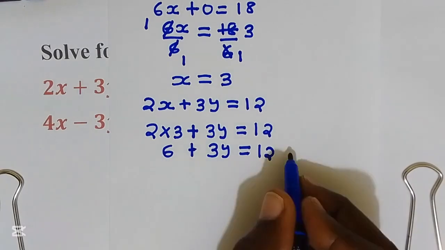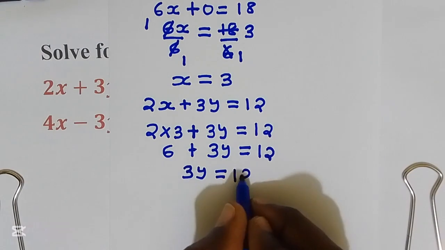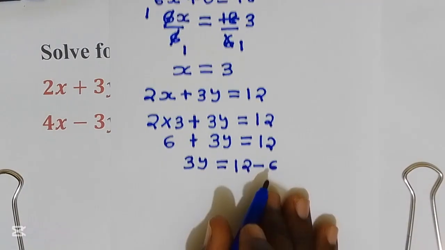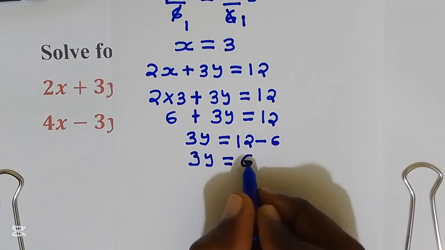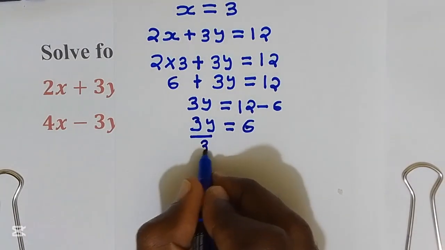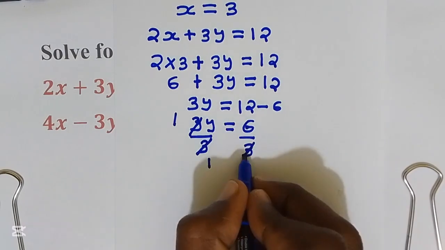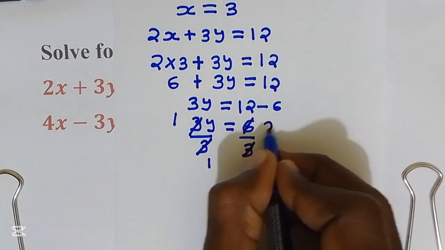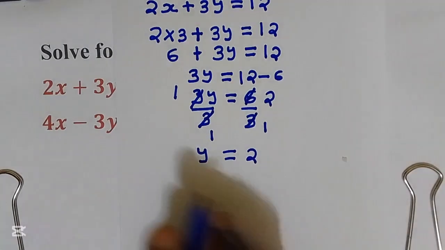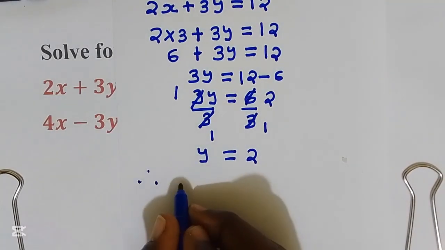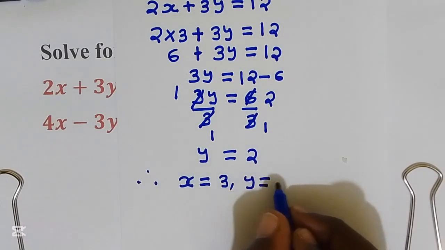Take 6 to the right hand side. We remain with 3y is equal to 12 minus 6. 3y is equal to 6. Divide by 3 on both sides. We get 1 by 3, and 6 divided by 3 is 2. So we get y is equal to 2. In conclusion, the value of x is equal to 3 and y is equal to 2.